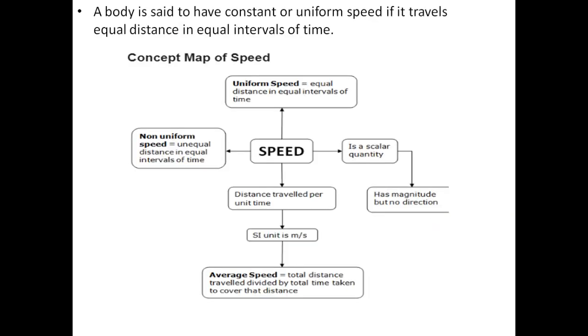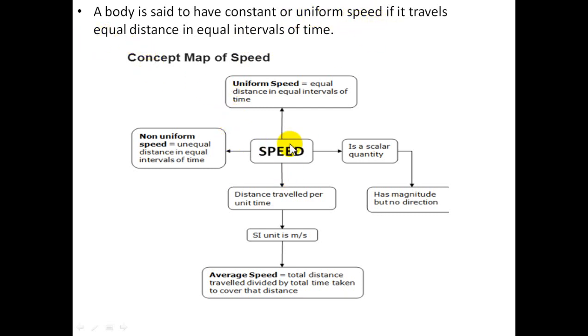A body is said to have constant or uniform speed if it travels equal distance in equal intervals of time. What does it mean? It means that if the body is in uniform motion, then the body is moving with a uniform speed also, because equal distance in equal intervals of time is the type of uniform motion. So in case of uniform motion, the body has a uniform speed.